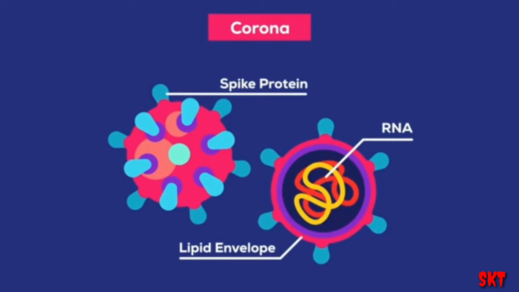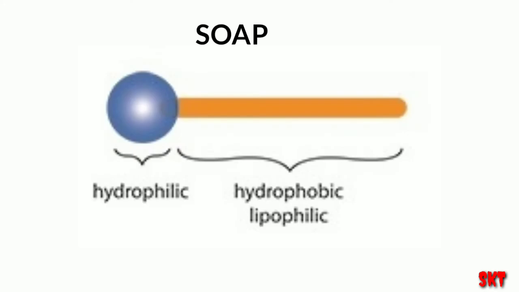Lipid layer is like an oil substance which does not react with water, and hence if you wash your hands with just water, it will not clean away. So you have to add soap. The molecular structure of soap is like this. It has two ends, the hydrophilic end and the hydrophobic end.